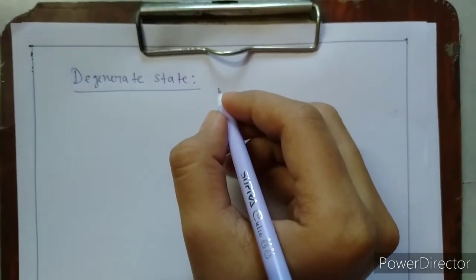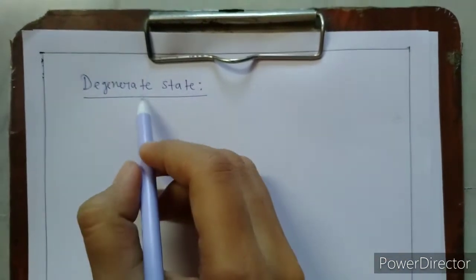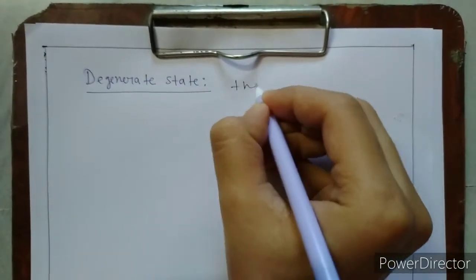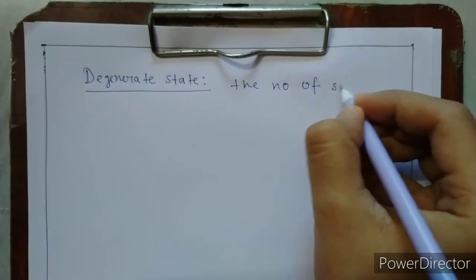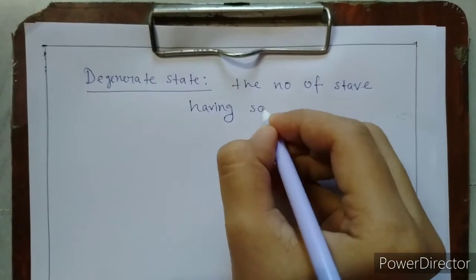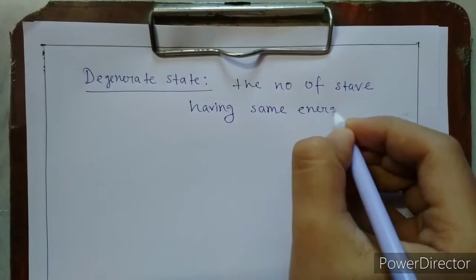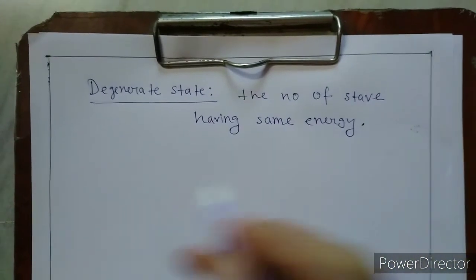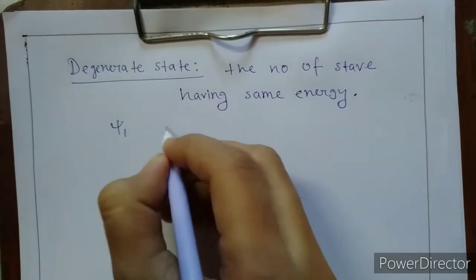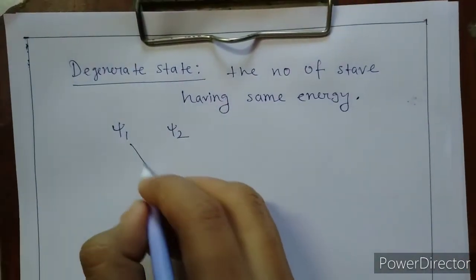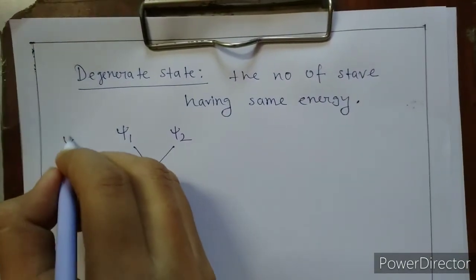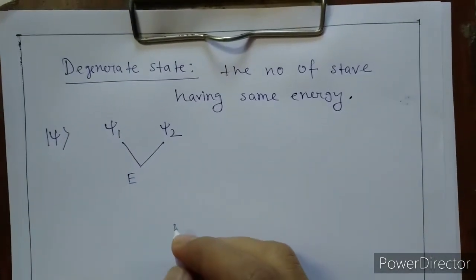So at first we should know what is the meaning of degeneracy and degenerate state. Degenerate state is nothing but the number of states having same energy. Let you have a system having two states, psi 1 and psi 2, and both have energy E. So you can say the system psi is two-fold degenerate. Okay.